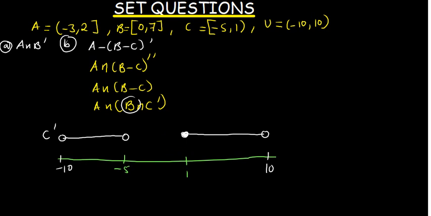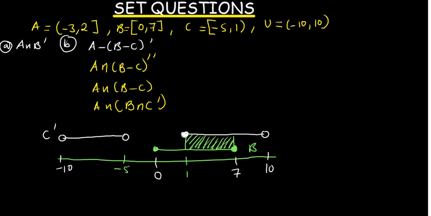And then I'm going to get B. B is starting from 0 up to 7, as we can see. So 0 will be somewhere here, 7 might be somewhere there, and we're including both 0 and 7. So it will be like that. And then here, this is B. Now we're talking about B intersection C complement. So where are these two sets intersecting? So we can see that it's here. That's where they're intersecting.